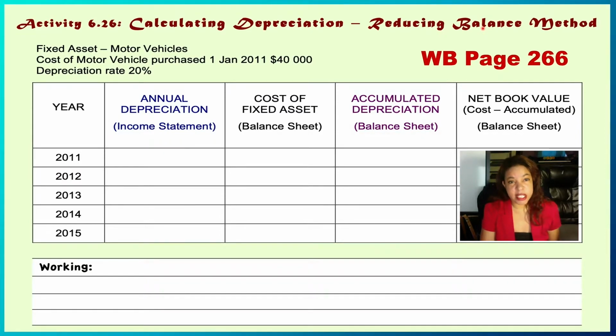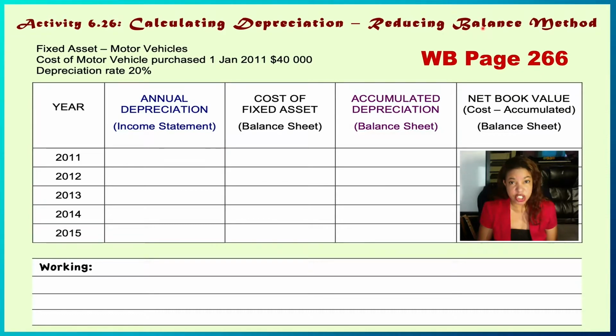So it is not going to be a simple case like the straight line method of just percentage by cost. Because remember, the formula, when you're using the reducing balance method, is percentage by net book value. And unlike cost, net book value changes every single year for that non-current asset. So therefore, you will have to do a working for each particular year. Unlike straight line, where you just worked it out and that was the amount for all of your years. This one, we're going to do it for each year.